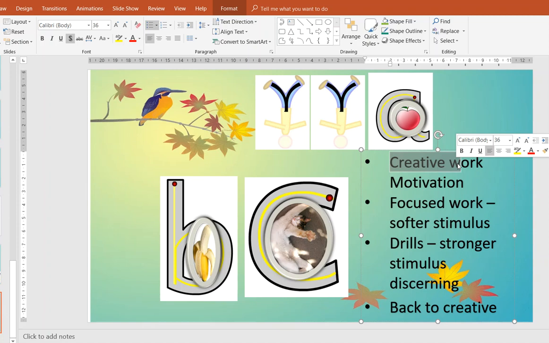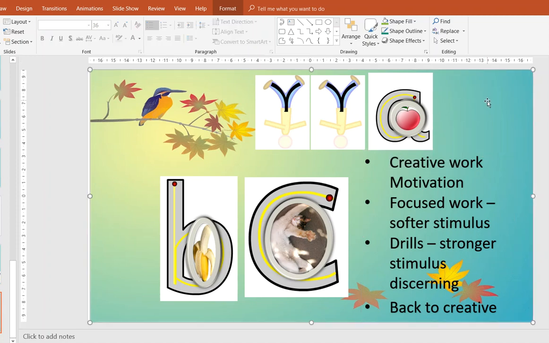Let's put it this way, smarter. You have more processes actually memorized. So nothing wrong with drills. Drills have a place, but you don't start with drills because it becomes overwhelming.